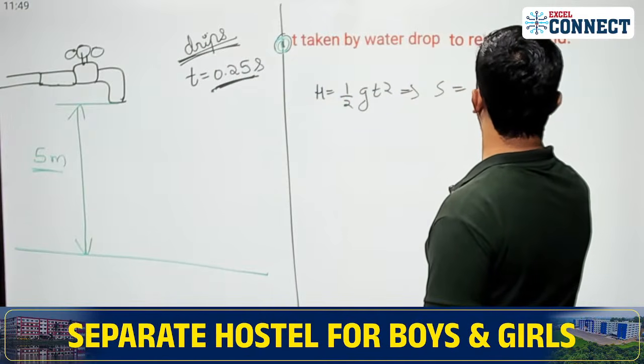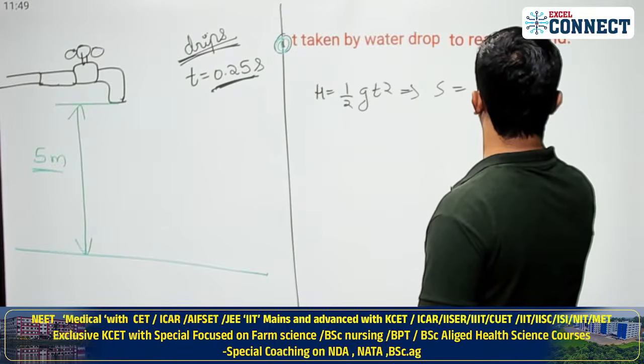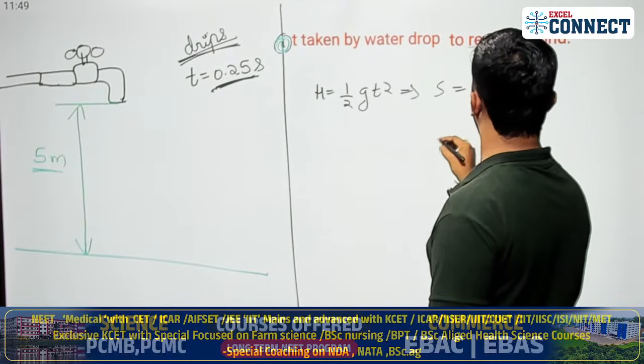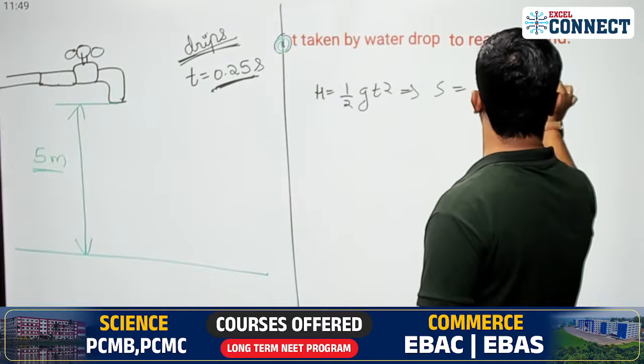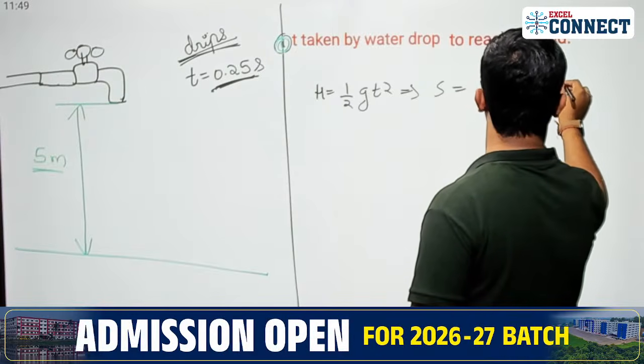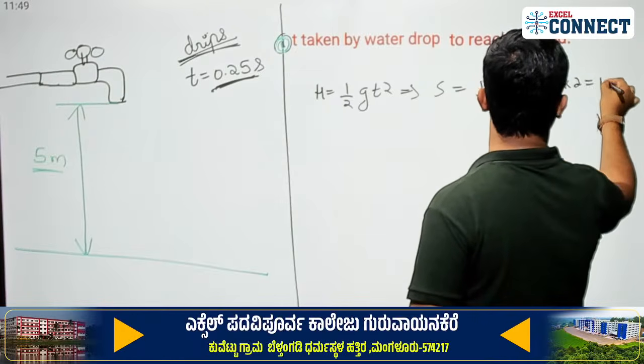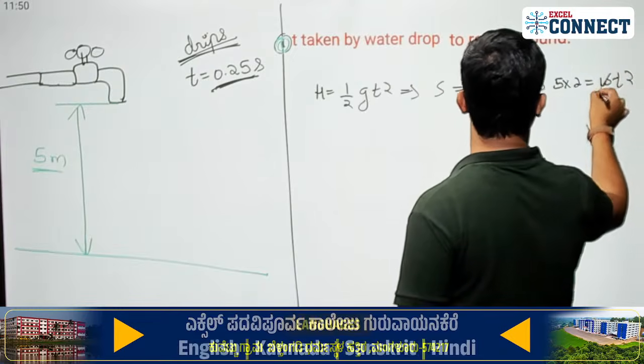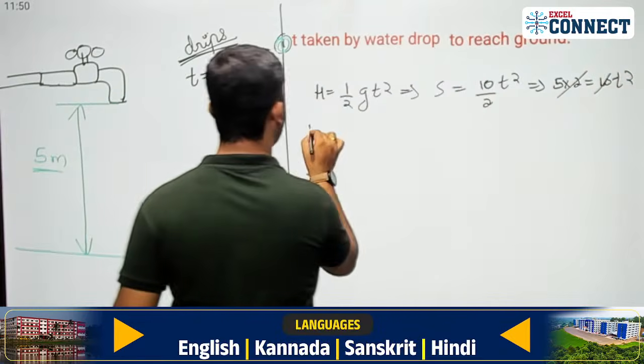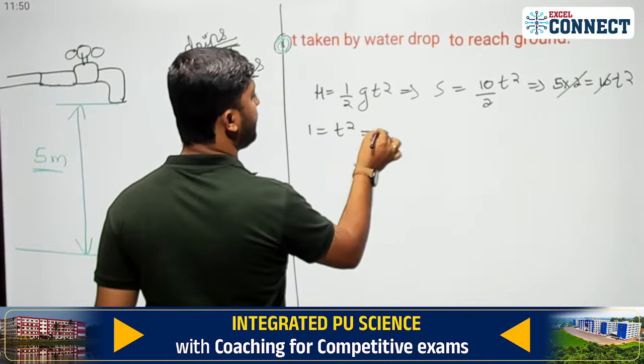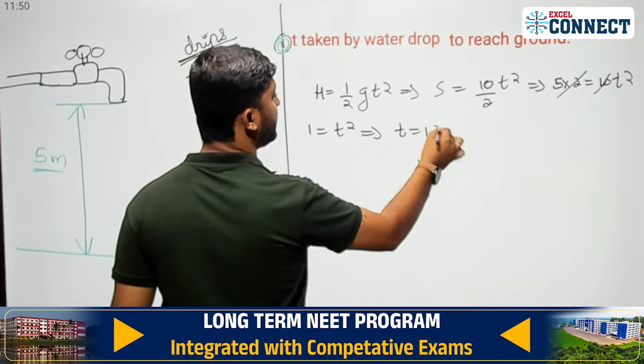g is 10, divided by 2. We have t square. To solve this, this will be 5 into 10 is equal to 10 t square. So 10 and 10 get cancelled. So we have 1 is equal to t square. What is the time taken? Time taken is 1 second, right?